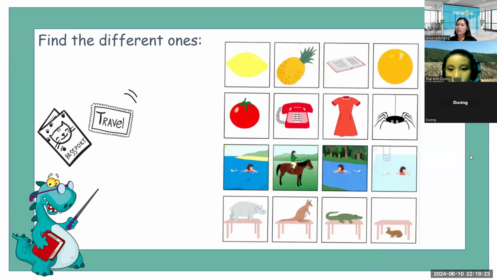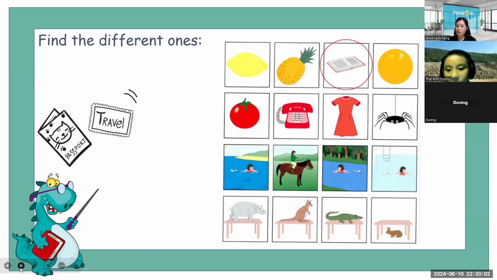Now here, find the different ones. Now let's do first the first set of pictures. Tony, what can you see in the first picture? What is this? This is a lemon. Okay, next picture. A pineapple. Next. A book. Next. And an orange. Okay, which one do you think is different? The book. Let's see if it's the book.